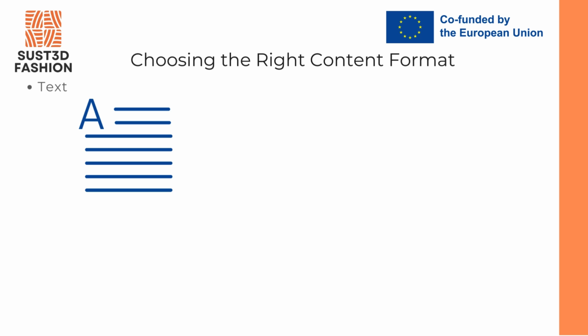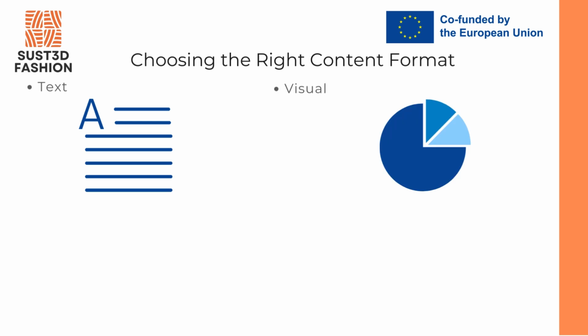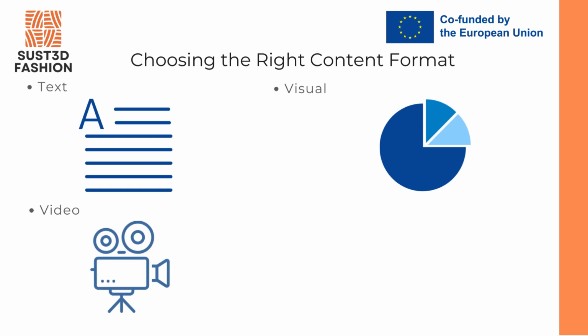Start with text. It's simple, flexible, and easy to create. Great for summaries, instructions, or quick references. But on its own, it's not always the most engaging. Visuals, like diagrams, infographics, or images, are perfect when you need to explain something complex at a glance. Think, showing how a machine works, or mapping out a process. Videos are super useful when you want to show and tell. Demonstrations, tutorials, or storytelling all work great here. And when you add voiceover to support the visuals, even better.